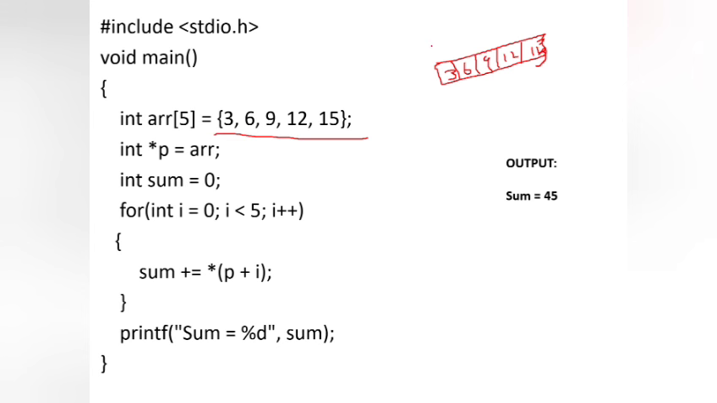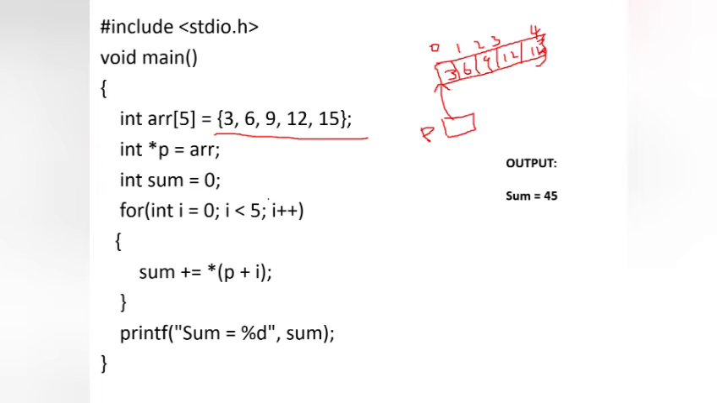So this is location 0. This is location 1. This is location 2. This is location 3. This is location 4. Totally 5 elements. Now we are having a pointer variable. The pointer variable name is p. This is referring to the array. The array name is ARR. So what is the address? It is the address of the array's 0th location.